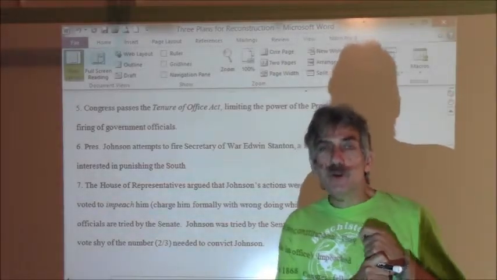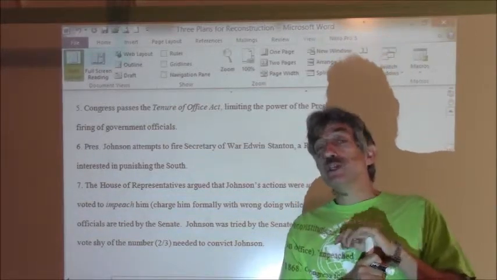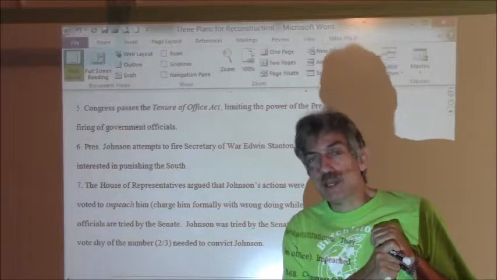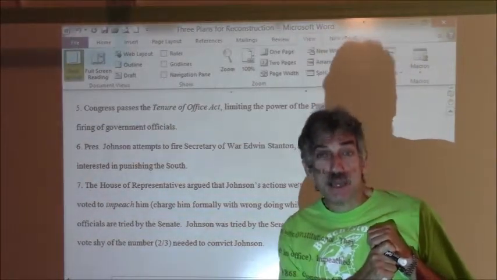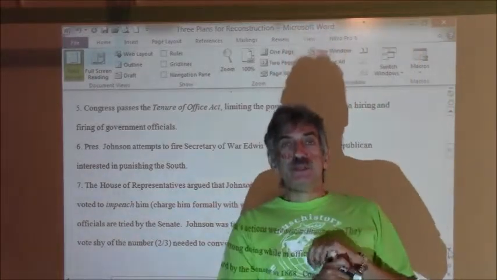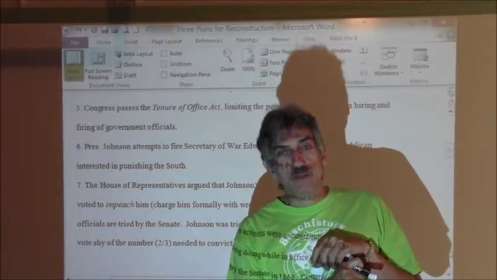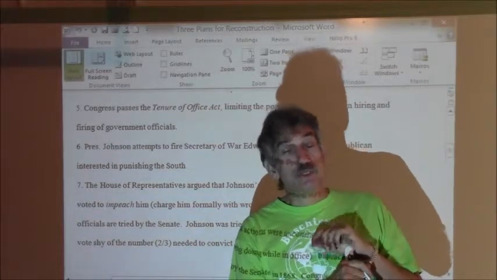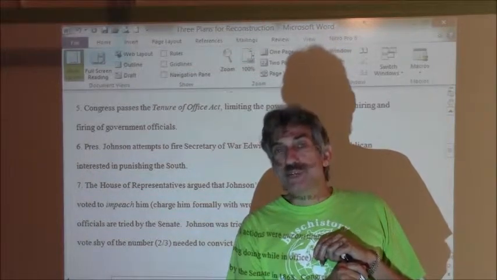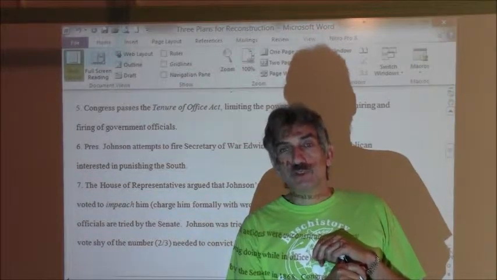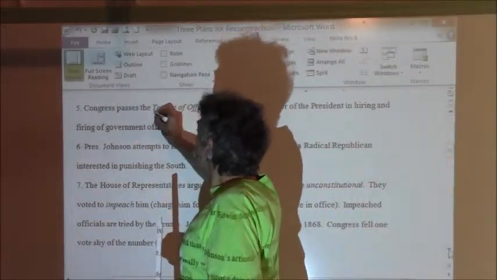So we have people walking around with bullseyes on their back. Andrew Johnson has a bullseye on his back from the Radical Republicans. Edwin Stanton has a bullseye on his back from Andrew Johnson. So, Andrew Johnson, Edwin Stanton clashing over radical reconstruction and military reconstruction in the South. Okay? In an effort to protect Edwin Stanton from Andrew Johnson, Congress passes the Tenure of Office Act. Right there.